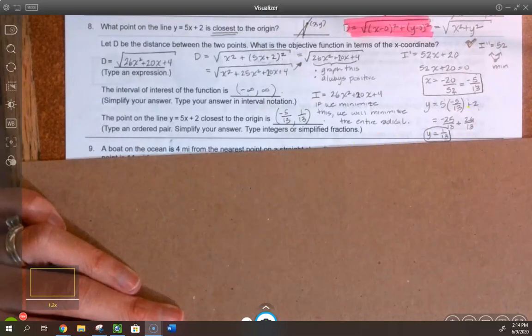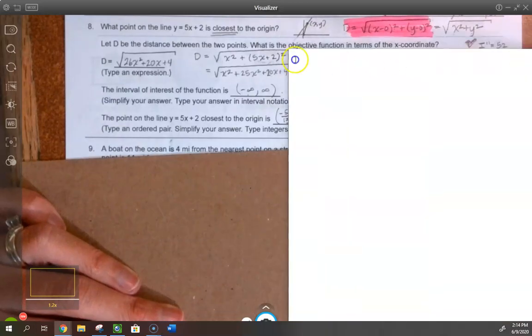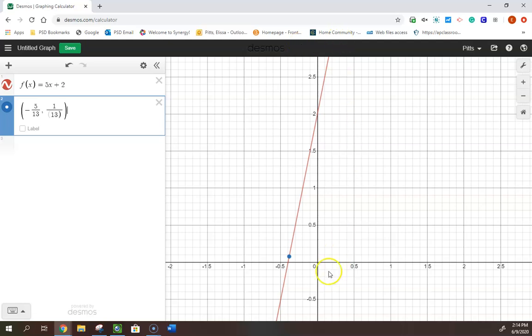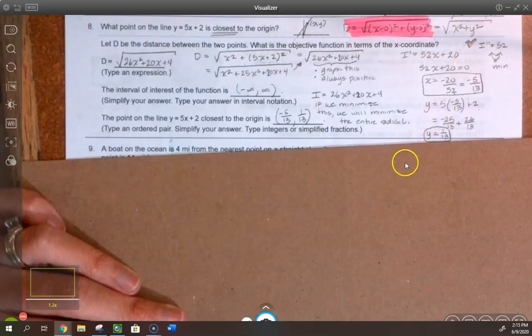Let's look quickly at a picture of what we just did. Here's this line, 5x plus 2. Here's this point, -5/13 and 1/13. And that is the point on this line that is closest to the origin. Any other point is further away from the origin than this point right here. So that's what we found in this problem.